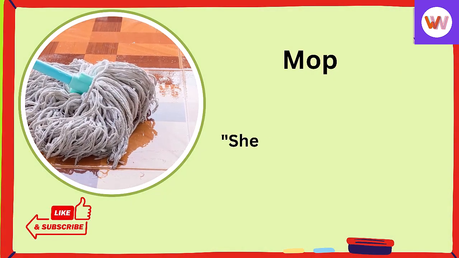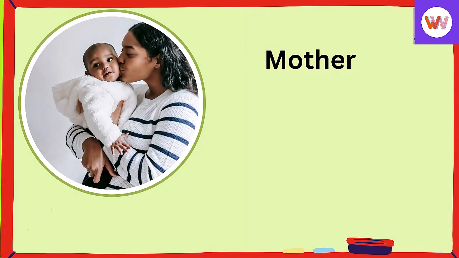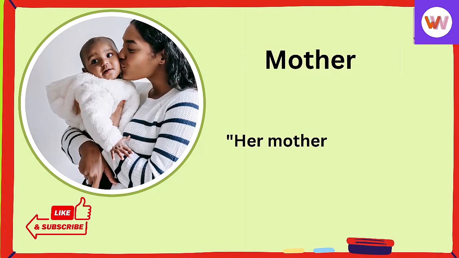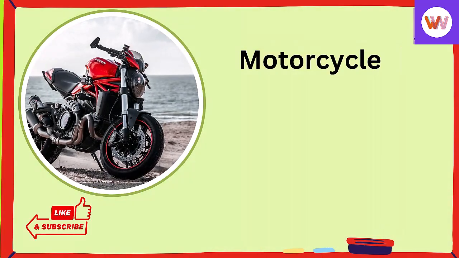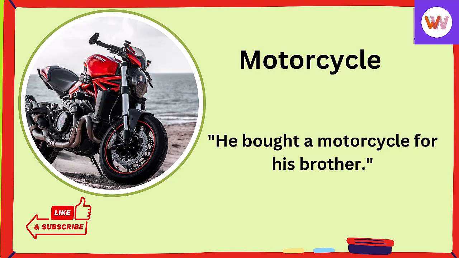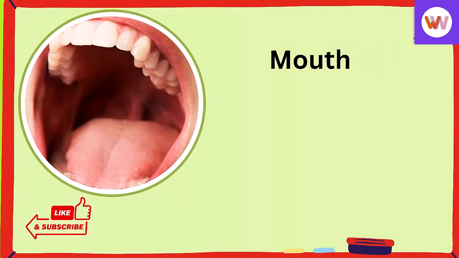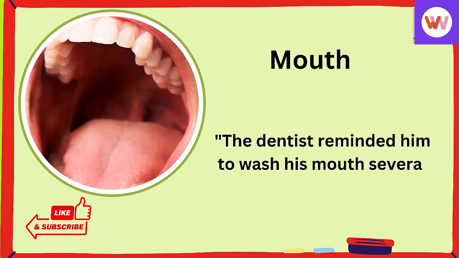Mop. She used a mop to clean the kitchen floor. Mother. Her mother prepared a delicious meal for the family. Motorcycle. He bought a motorcycle for his brother. Mouth. The dentist reminded him to wash his mouth several times a day.